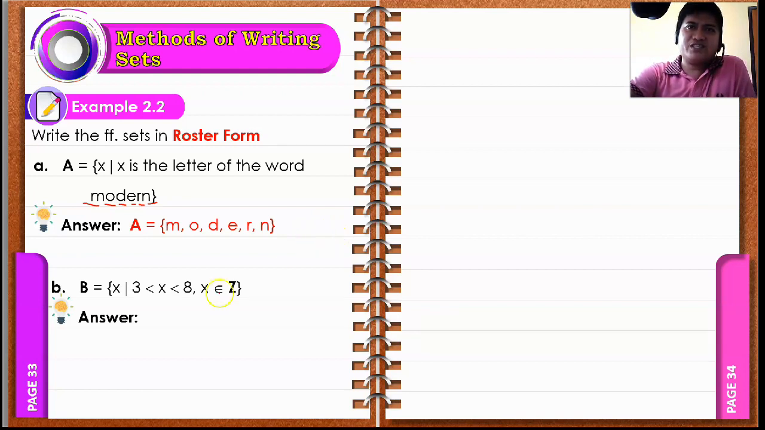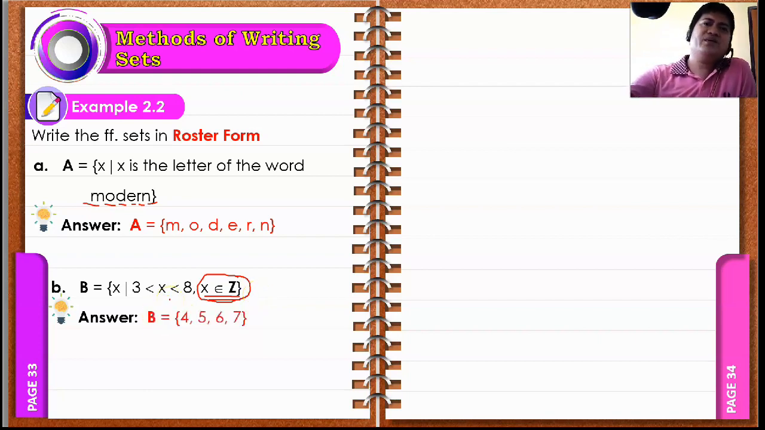Another one: a set of all x such that x is greater than 3 but less than 8 and x is an element of integer. This is very important, the other definition, because if it is just x greater than 3 and less than 8, we have 7.9, 7.8, 7.99, 6.9, 6.8. In that case, we cannot determine the members of that set. It should be well defined. This means I'm asking only for the elements of an integer. So the answer is B equals 4, 5, 6, and 7. Hindi po kasama yung 8 since less than 8 siya. Hindi rin kasama yung 3 since greater than 3 yung ating given set. So the final answer is 4, 5, 6, and 7.